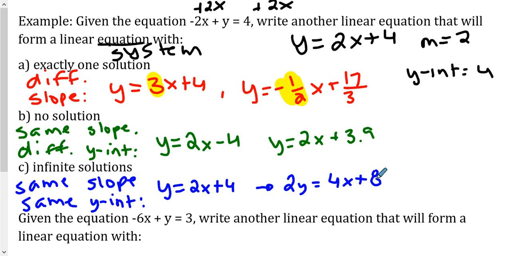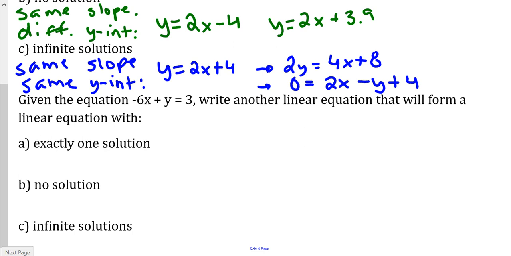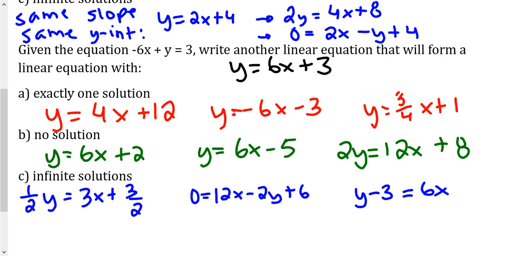Or I could move some terms around. I could call it 0 equals 2x minus y plus 4, right? Put it in general form. Move that y to the other side. The same equation, just a different form. So there's one more example here for you. Take a time to pause. See if you can come up with an answer to each of these 3 questions.